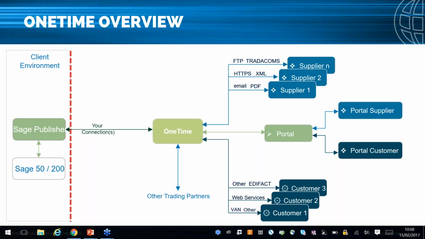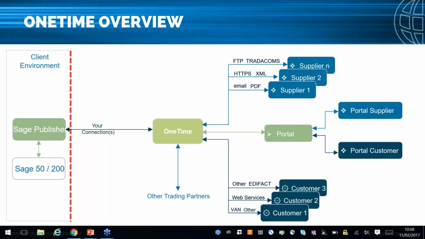Having stored them there, validated them, it will then take those orders and send them through to the Sage publisher. Left of the red line is your Sage environment, and Giles is going to talk about the Sage publisher shortly. Right of the line is all of the EDI world, and so the concept is that orders are collected from your customer, stored in OneTime, passed to the Sage publisher, and then imported into Sage.